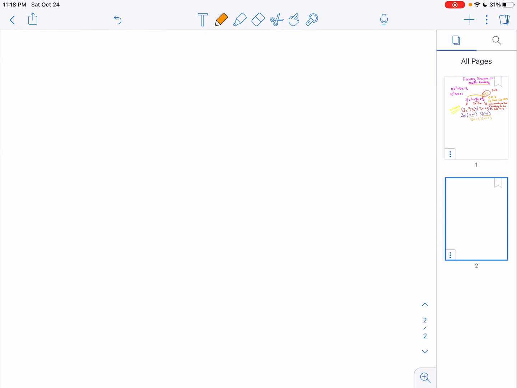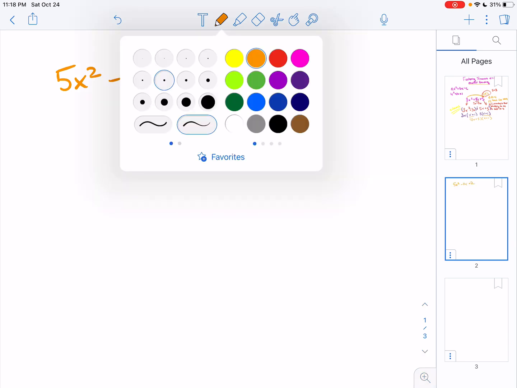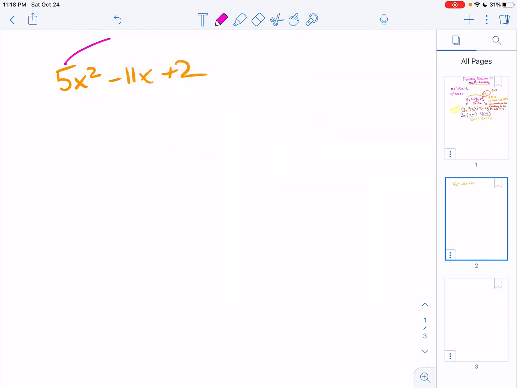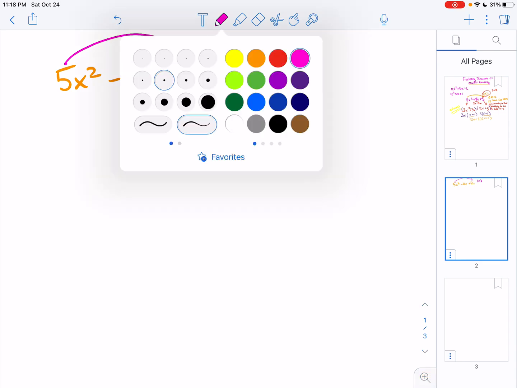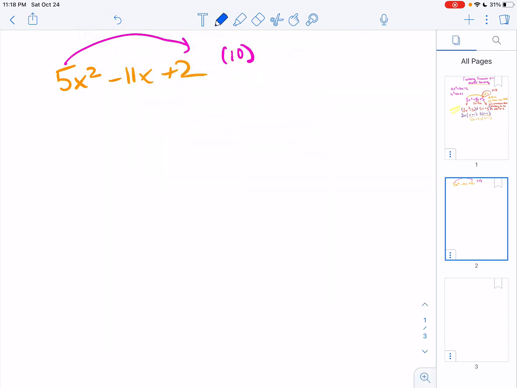All right, let's look at another one. How about 5x squared minus 11x plus 2? Once again, first thing, a times c. 5 times 2 is 10. I'm going to put that in parentheses. Now we're going to treat it like trips: 2 numbers that multiply to 10 and add to negative 11.